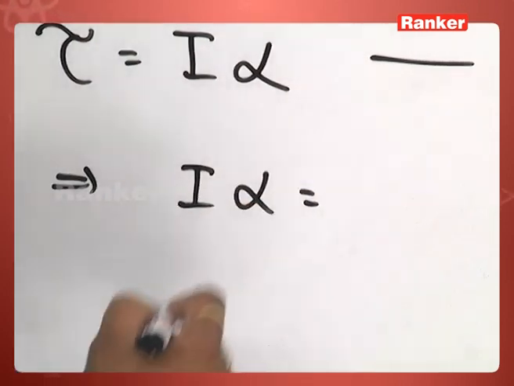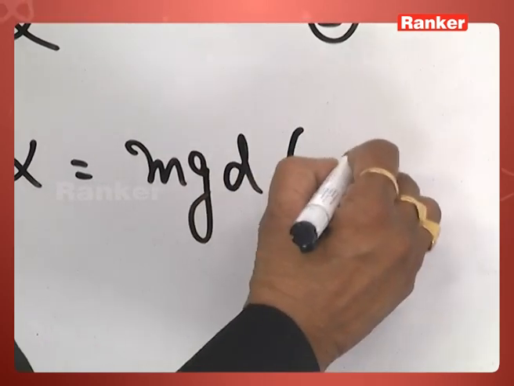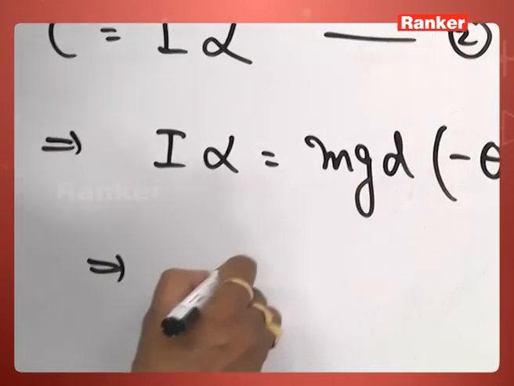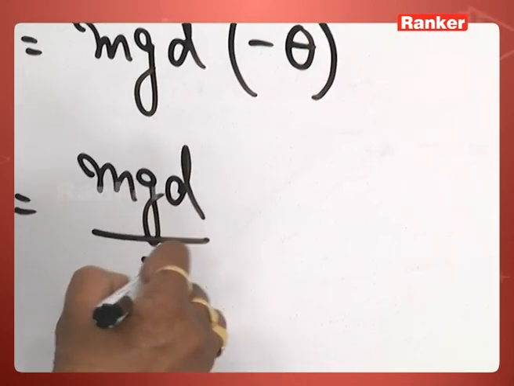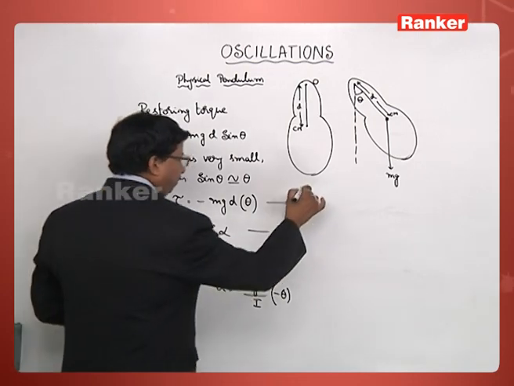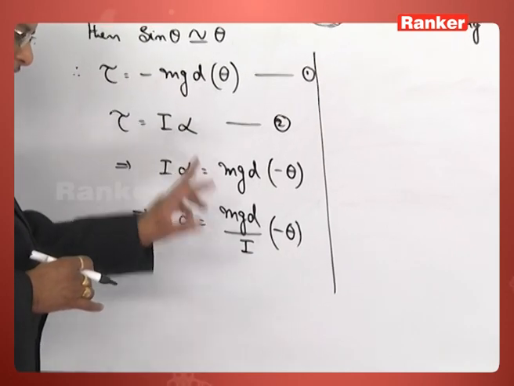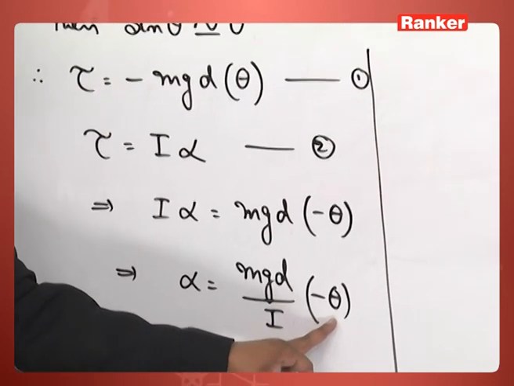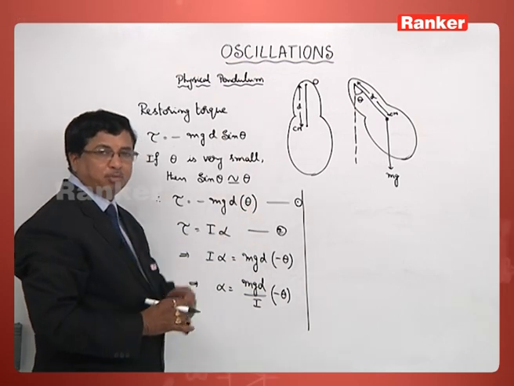I alpha is equal to mg d into minus theta you can write. In other words, alpha is equal to minus mg d by I into theta. But in fact, every one of us can directly understand angular acceleration is directly proportional to angular displacement in the opposite direction. That is the principle for angular simple harmonic motion of a body.